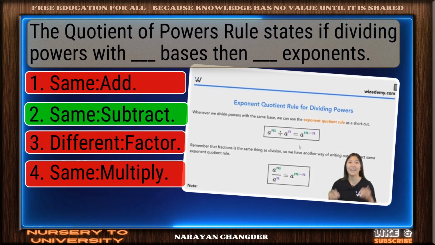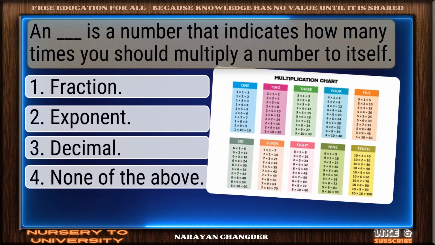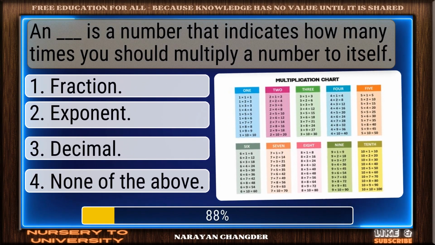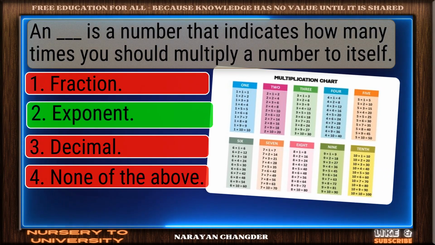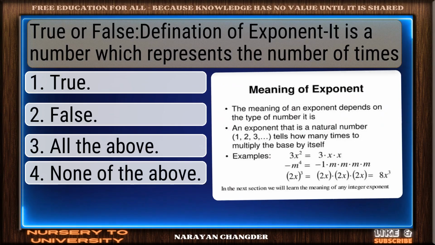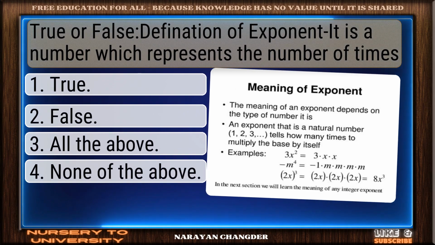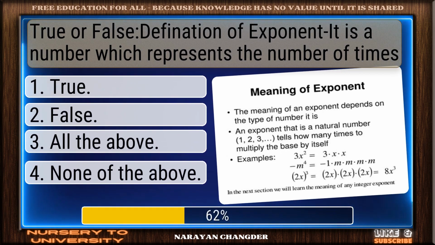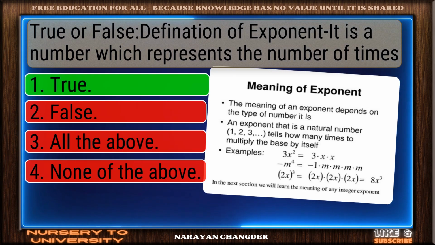Subtract is right. And then dash is a number that indicates how many times you should multiply a number to itself. Correct response. Exponent is the most accurate answer. True or false? Definition of exponent, it is a number which represents the number of times. Right choice. True is the best answer.